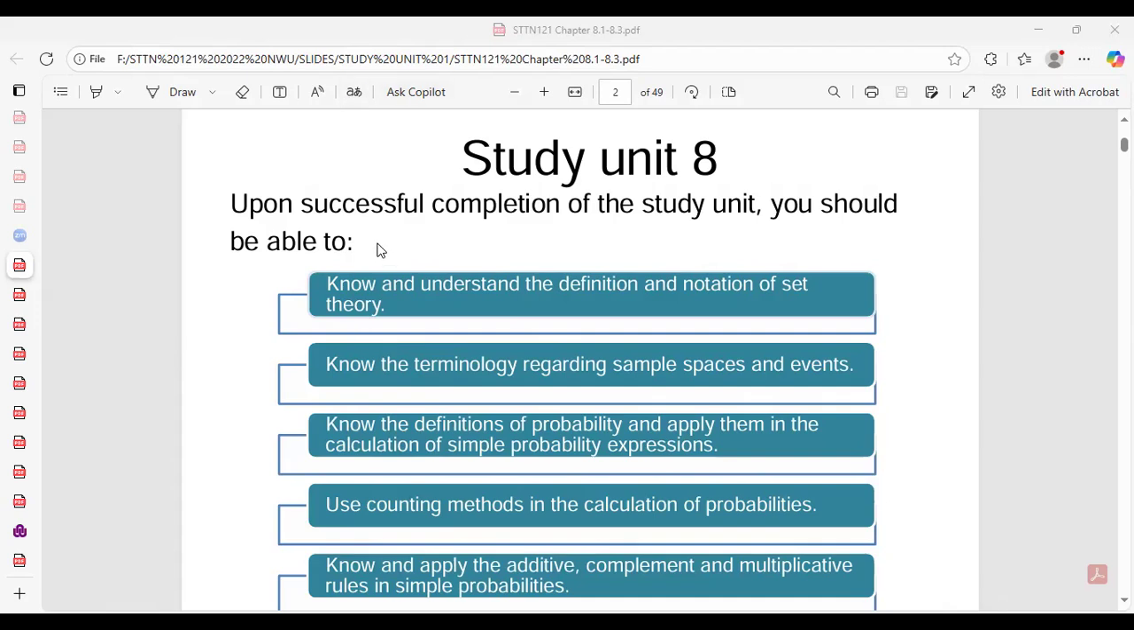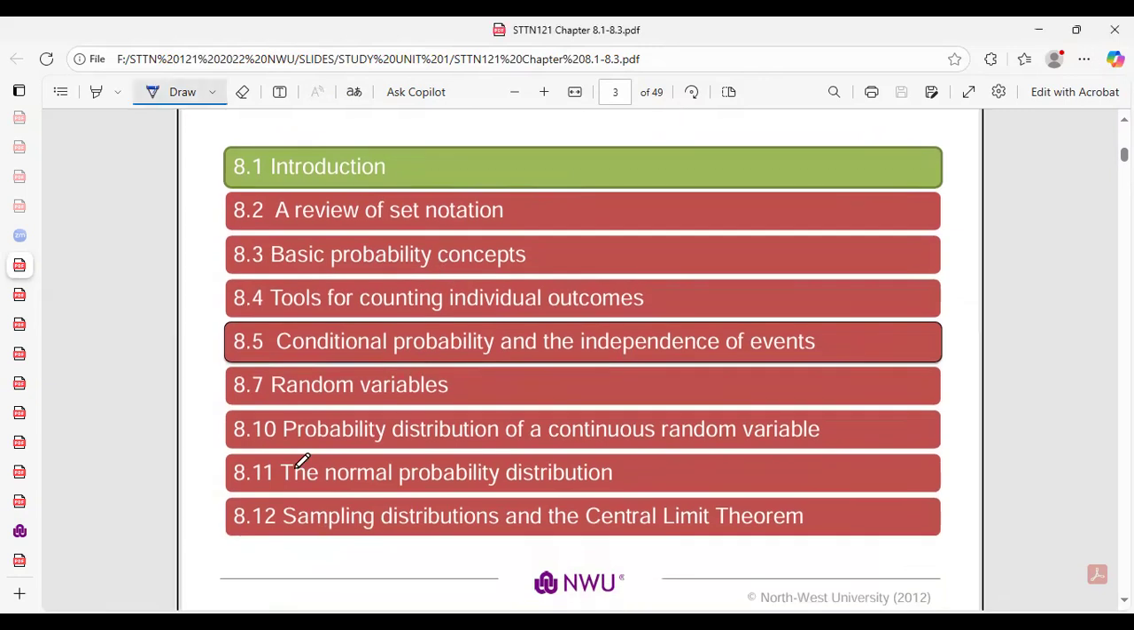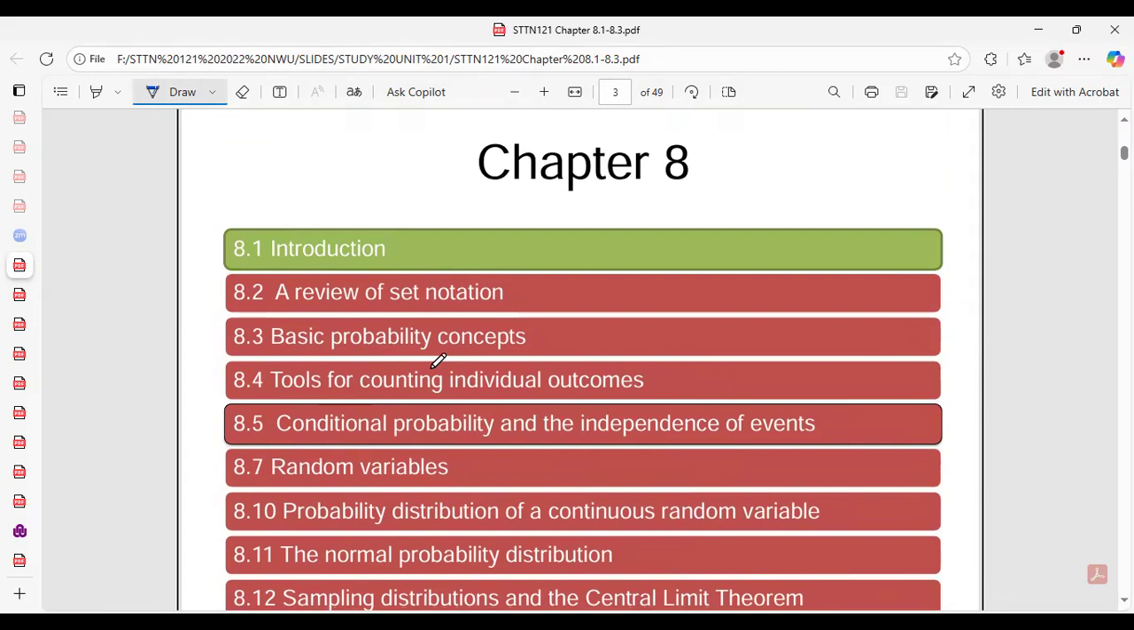Okay, starting with chapter 8. So now we need to know how to do this. When we start with the introduction, the review, we cover the review of set notation, the basic probability concepts, the tools for counting individual outcomes, the conditional probability, and so on.